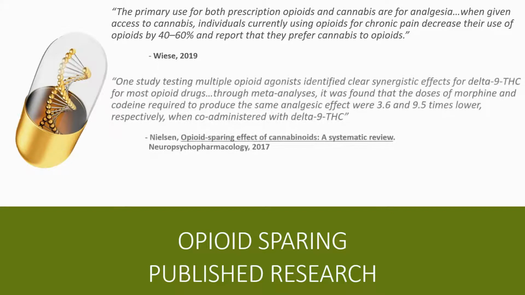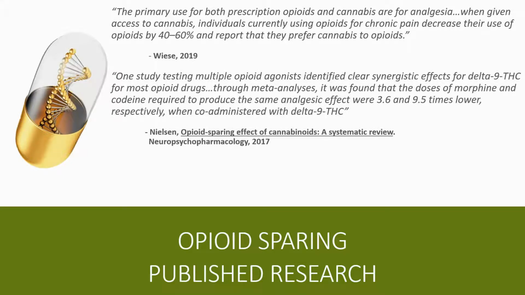One study testing multiple opioid agonists identified clear synergistic effects for delta-9 THC for most opioid drugs. Through meta-analysis, it was found that the doses of morphine and codeine required to produce the same analgesic effect were 3.6 and 9.5 times lower respectively when co-administered with delta-9 THC. This is some really compelling stuff.